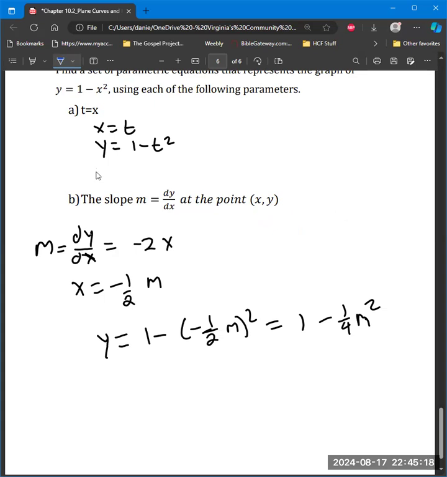Once we have x is equal to negative 1/2 m, we can come back to our equation up here and plug in for that x that's right there. So y is equal to 1 minus the quantity negative 1/2 m squared. Exponents first, so y is equal to 1 minus 1/4 m squared. And we're done. This set of equations here and this set of equations here are equivalent.